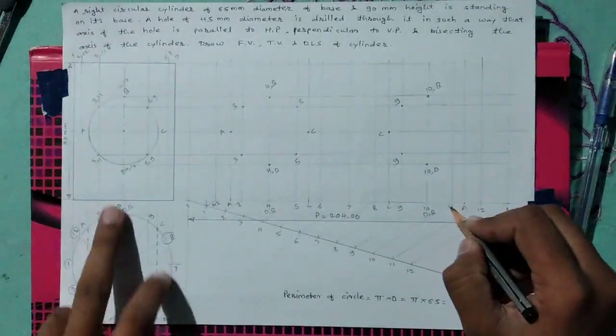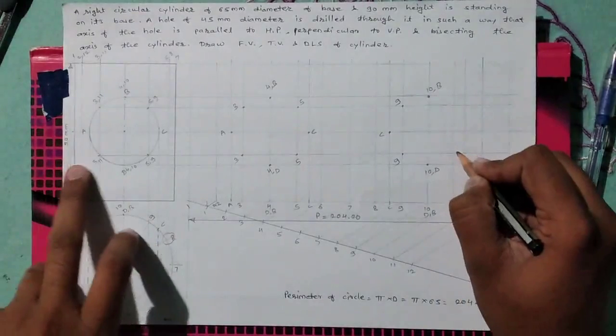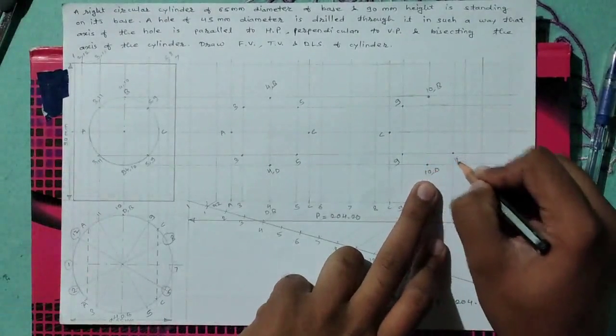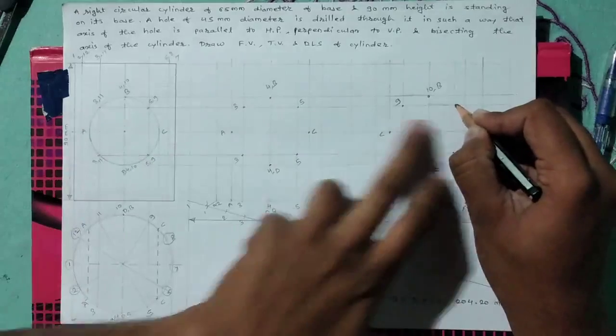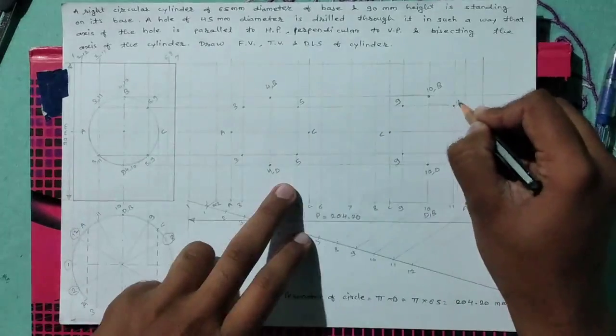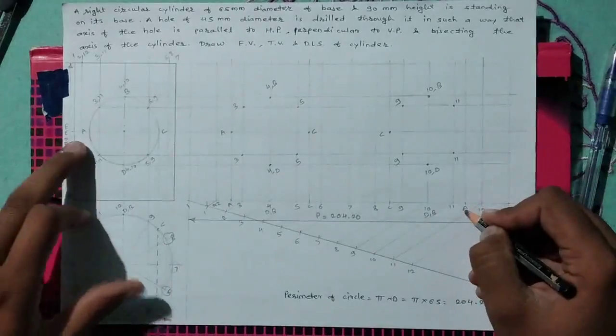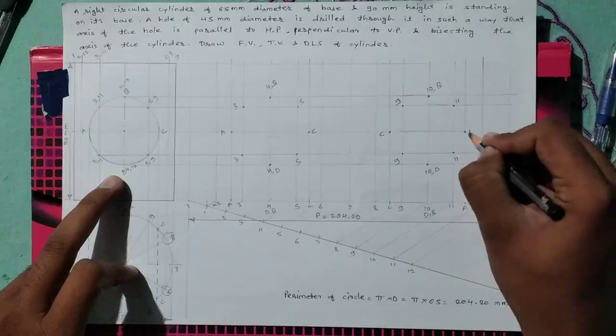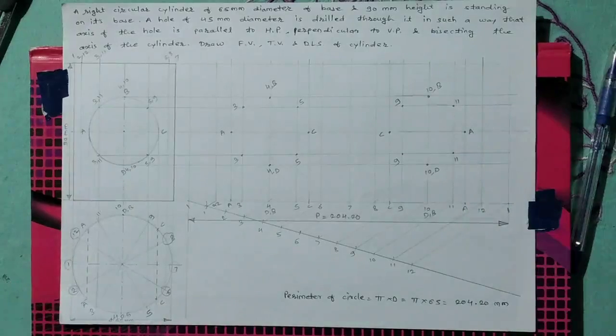Again, the next point is 11. There is the projection of 11. This is the line of 11. Here is point 11. Also here is point 11. After that, point A. Here is the intersection of point A. At this point, give the name here as A.